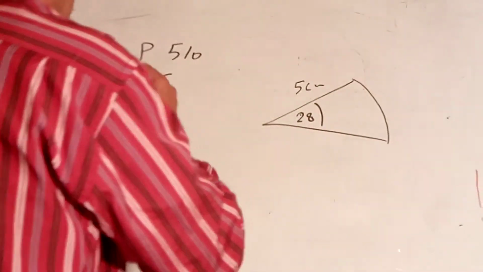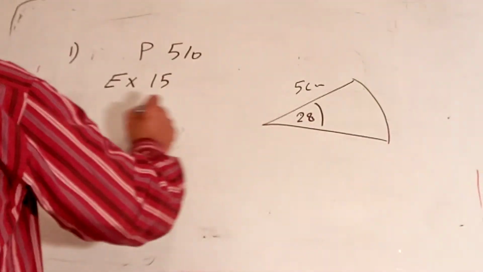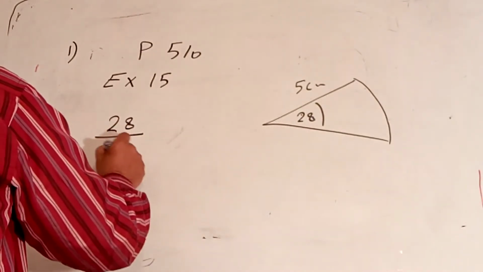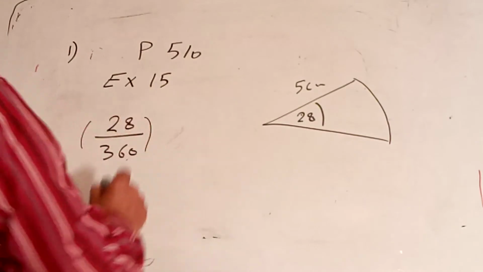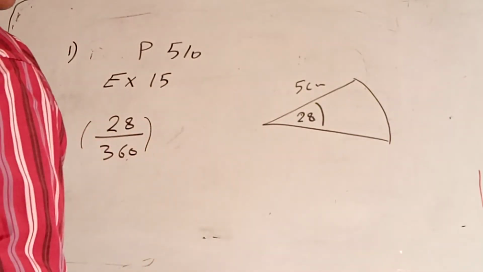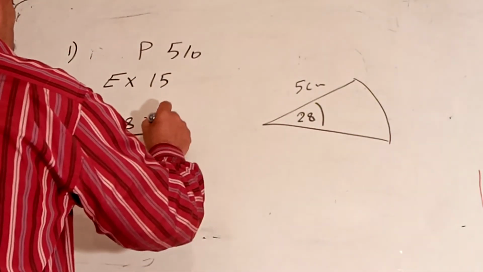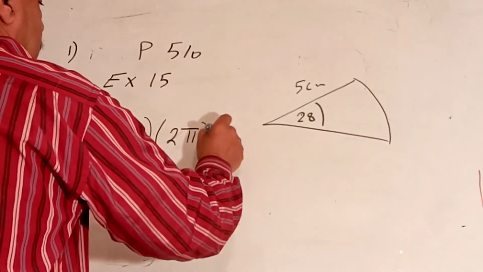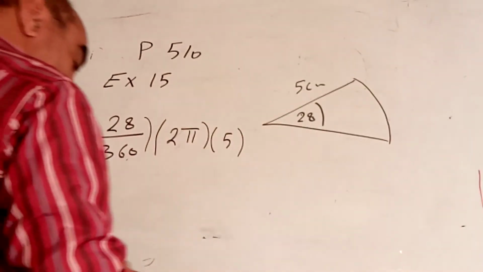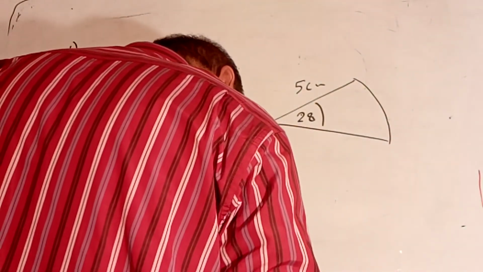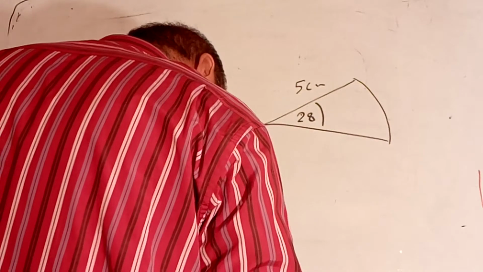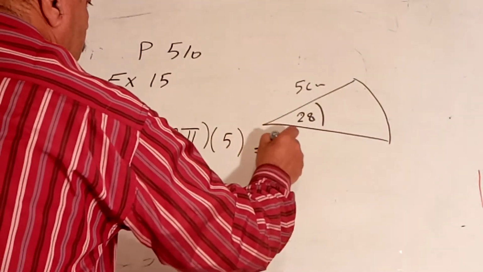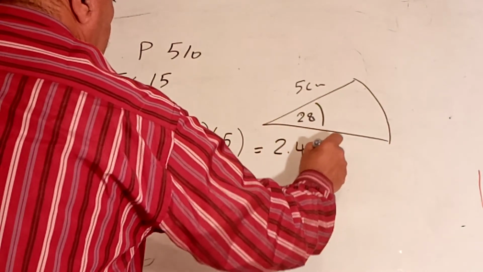This will be theta divided by 360, so 28 divided by 360 multiplied by the circumference of the circle, which is 2 pi r, 2 multiplied by 5. That will be 2.4 centimeters. It's equal to 2.4 centimeters.